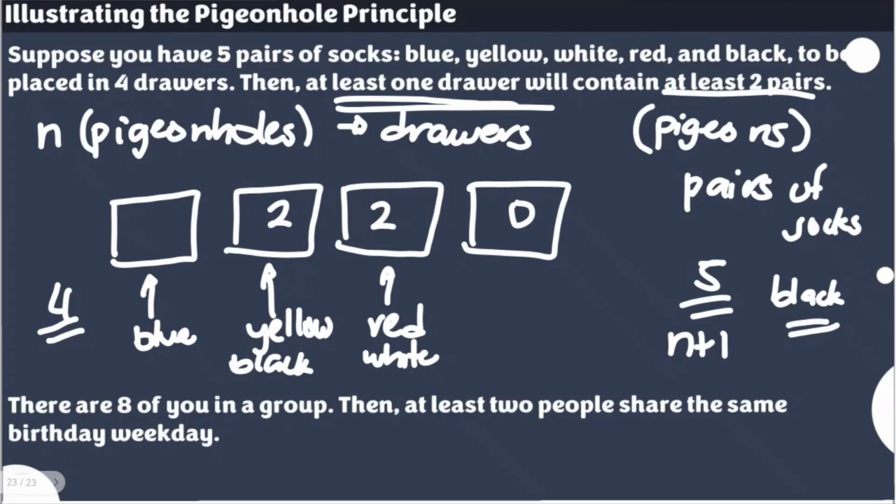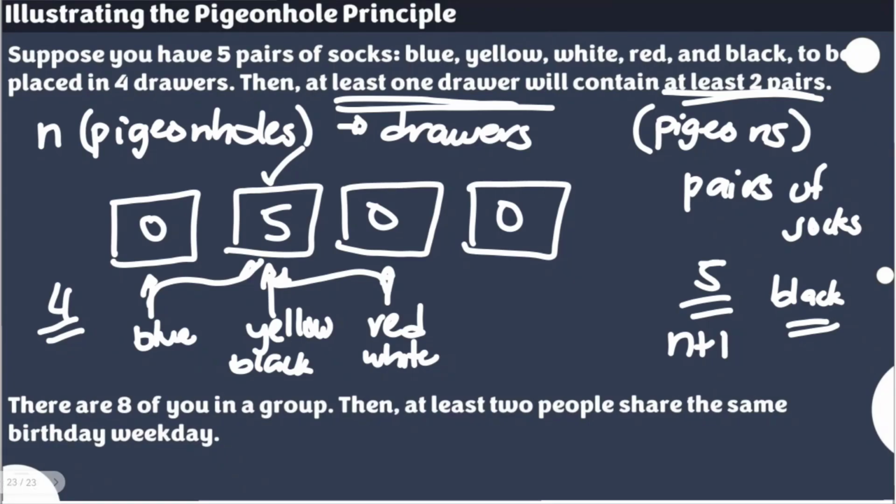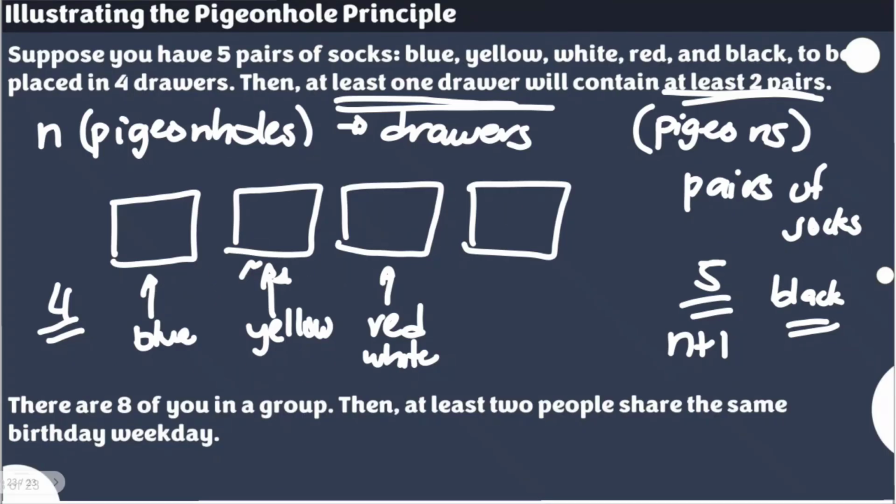Again, this is also true even if you place all of these in this drawer. That would mean this will contain 5, this 0, 0, 0. Still, at least 1 drawer will contain at least 2 pairs. But generally, if we place 1 in each drawer first, as mentioned earlier, the white, then the black one, 1, 1, 1, 1, this will make one of these 4 drawers contain at least 2 pairs.